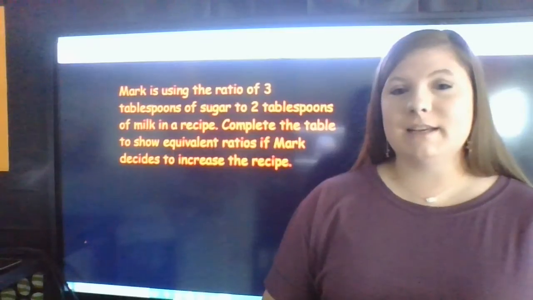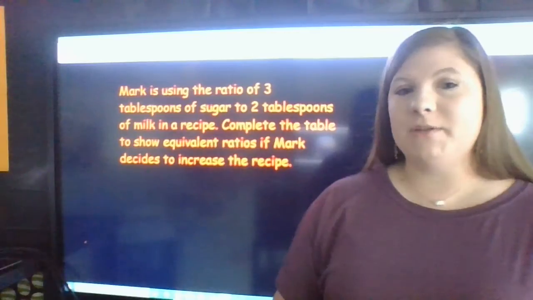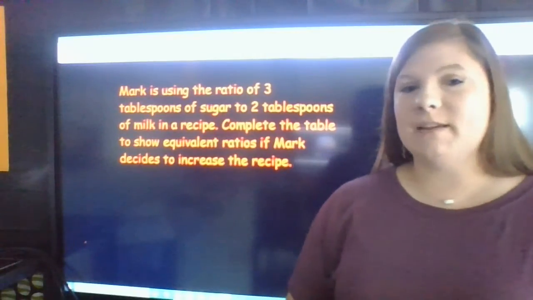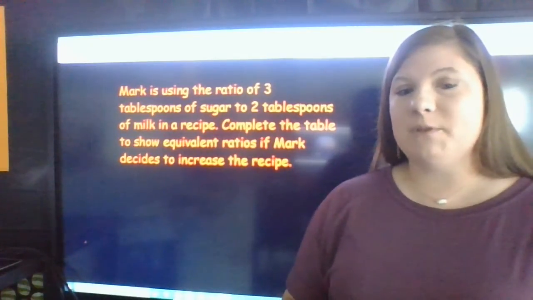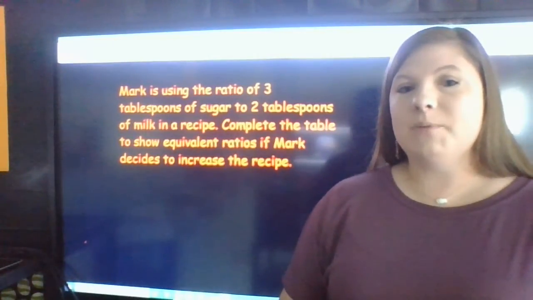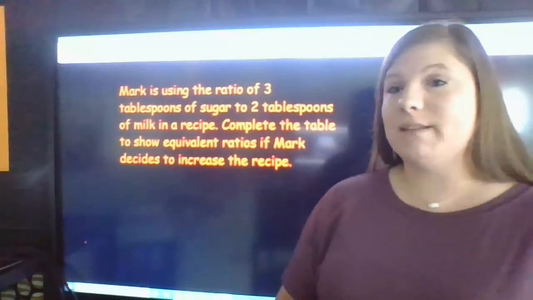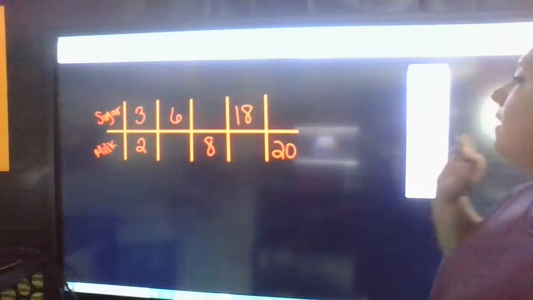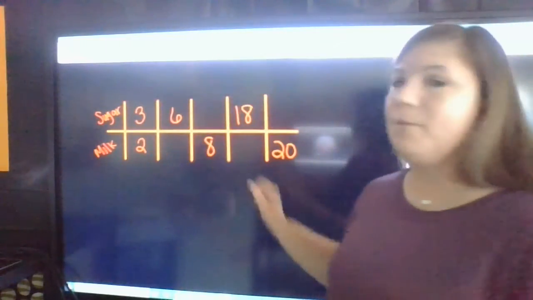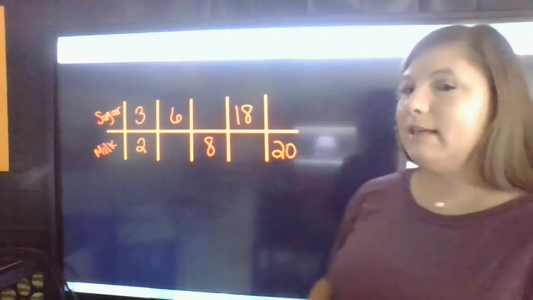Going to discuss 6.RP.3. We're going to use a word problem and build a ratio table. So the word problem says Mark is using the ratio of 3 tablespoons of sugar to 2 tablespoons of milk in a recipe. Complete the table to show equivalent ratios if Mark decides to increase the recipe. So I have a basic ratio table already drawn out, and there are missing portions. So I need to fill those portions in.